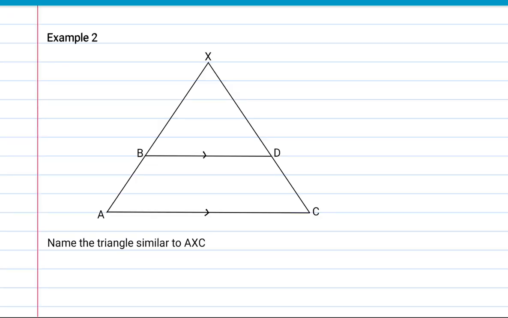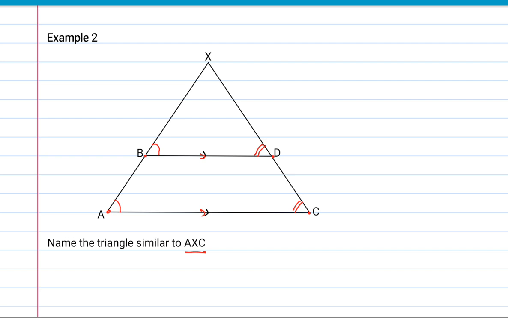Let's get to another example. It says name the triangle that is similar to AXC. So AXC. But when we look at this type of example, we find that there's something different. We have parallel lines. We have my BD and my AC. These are two parallel lines here. They're parallel. So if they are parallel, it means that I will find my Z angles there, or even F angles. So this angle here will be equal to this angle, and this angle here will be equal to this angle. So that's the first thing to identify.